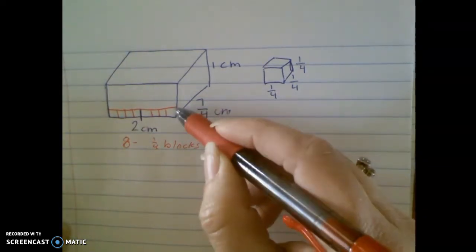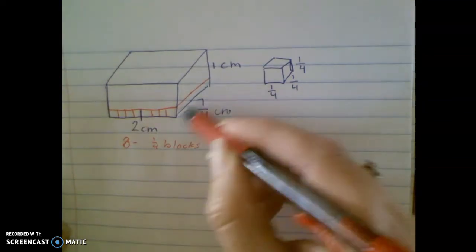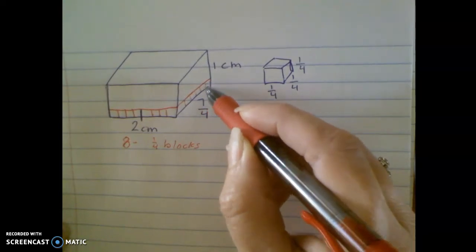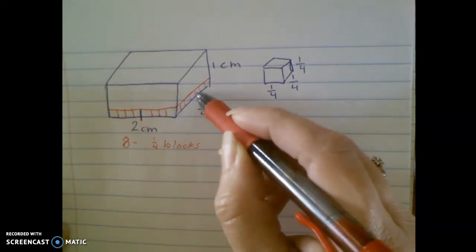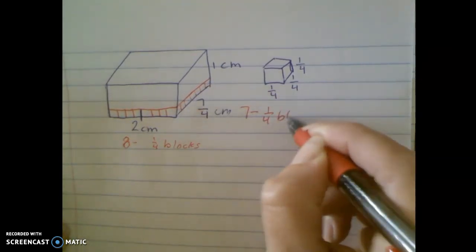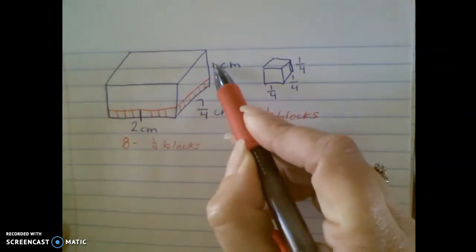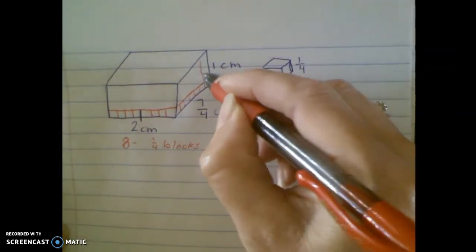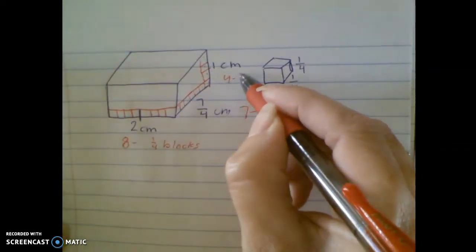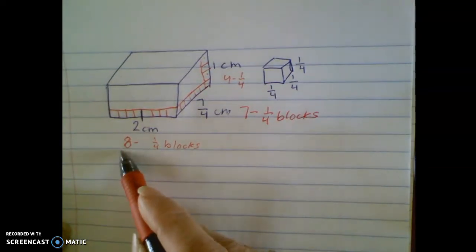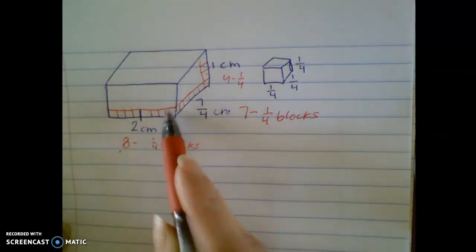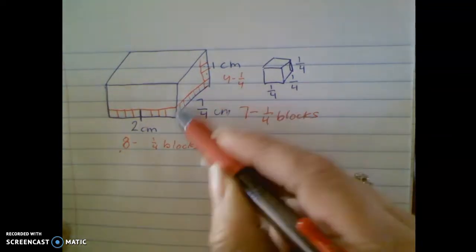Then 7/4 is kind of nice because that means it takes 7 blocks. 1, 2, 3, 4, 5, 6, 7. So now I know there are 7 1/4 blocks going across, and then 1 centimeter tells me that I can fit 4 going up. So if I have 8 blocks across here, so I have 8 rows, then I have 7 columns of that.